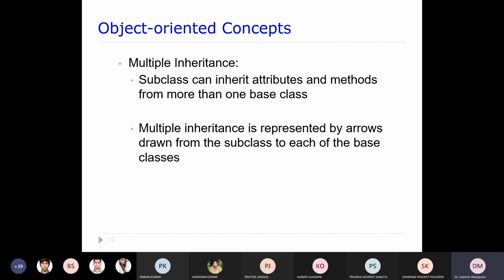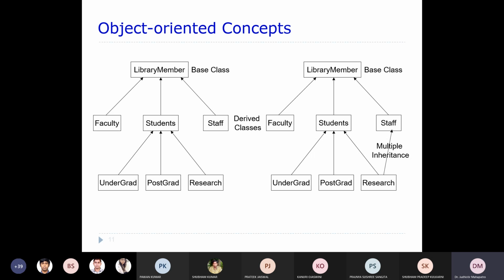That means you have multiple parents. So a child is going to inherit certain properties from multiple parents. Something like that. Multiple inheritance is represented by arrows drawn from the subclass to each of the base classes. We'll see this through an example and you will be able to understand. Now you can see here.